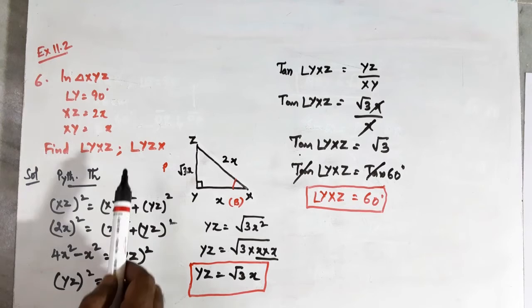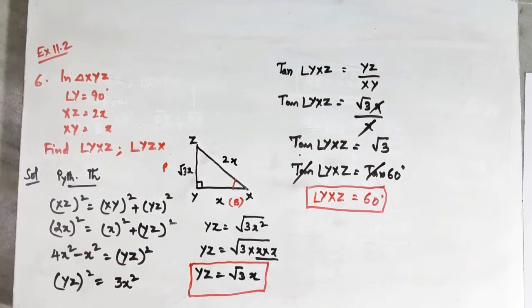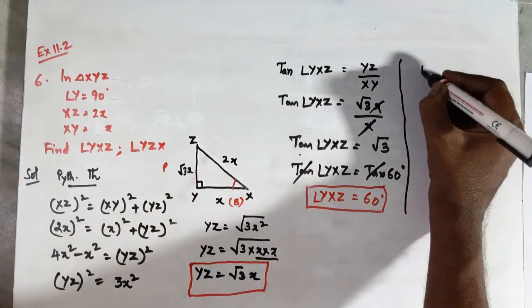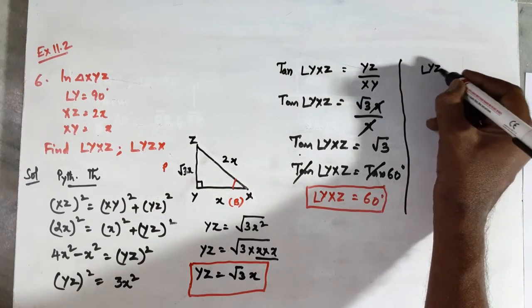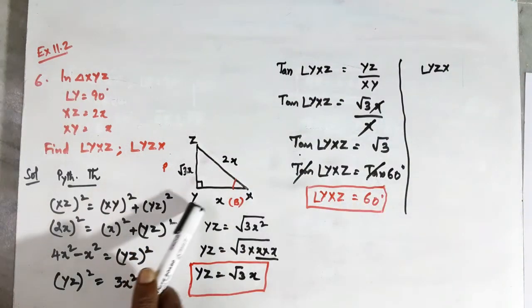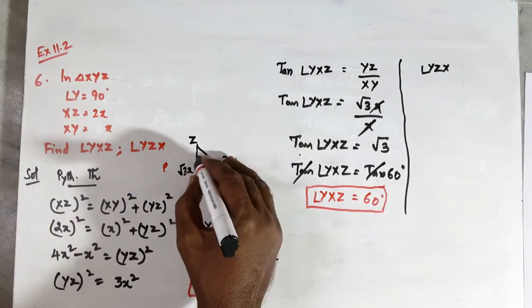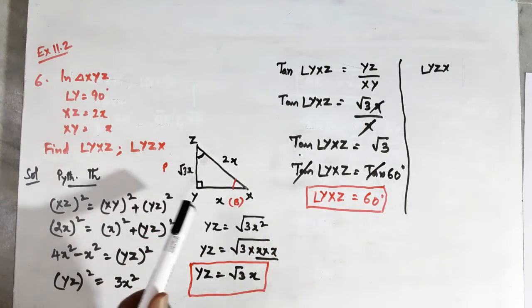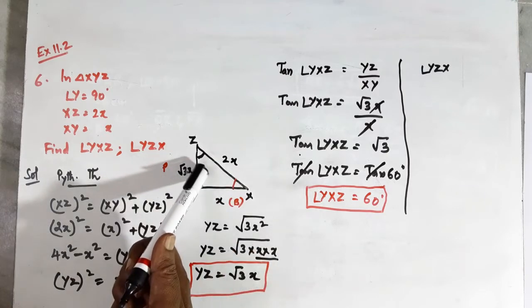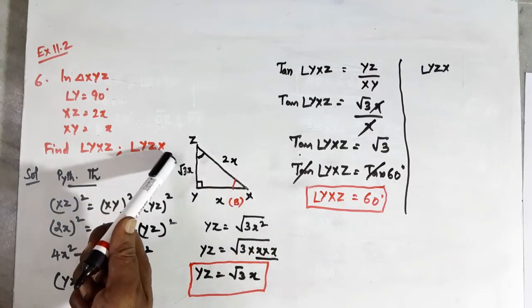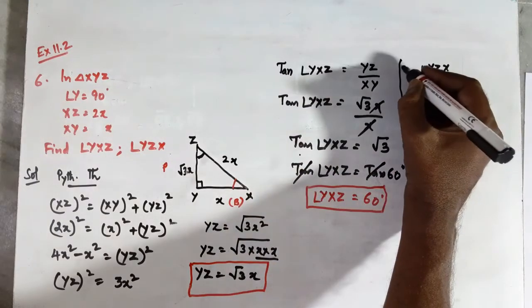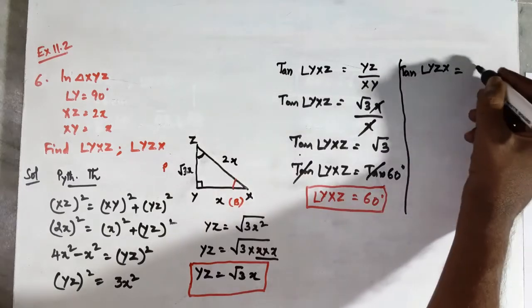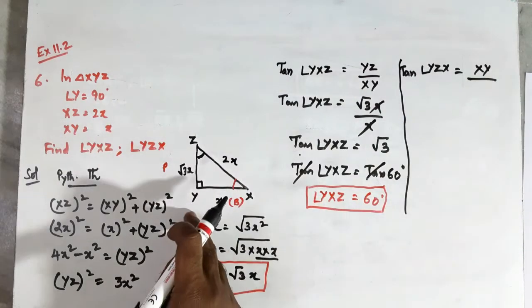Now again what you have to find? Angle YZX. So YZX means this one. Now in the previous one we have taken tan. You can take another value, or else you can take the same value. For this one, opposite side by adjacent side. Here again I am taking tan. Opposite side means what is here? XY. By adjacent side means YZ.